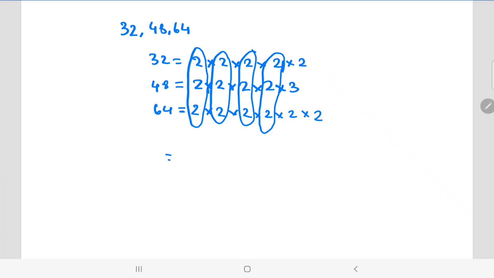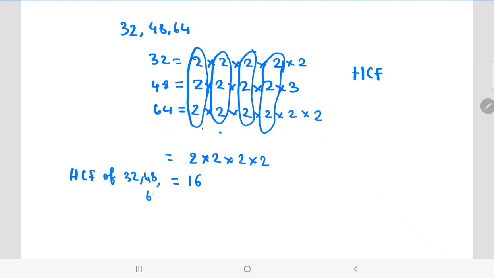Now, as I told you, if you get the same number as the HCF many times, you need to multiply that number. I got 2 for 4 times. So 2 into 2 into 2 into 2, which gives me 16. So therefore HCF of 32, 48, 64 is 16.